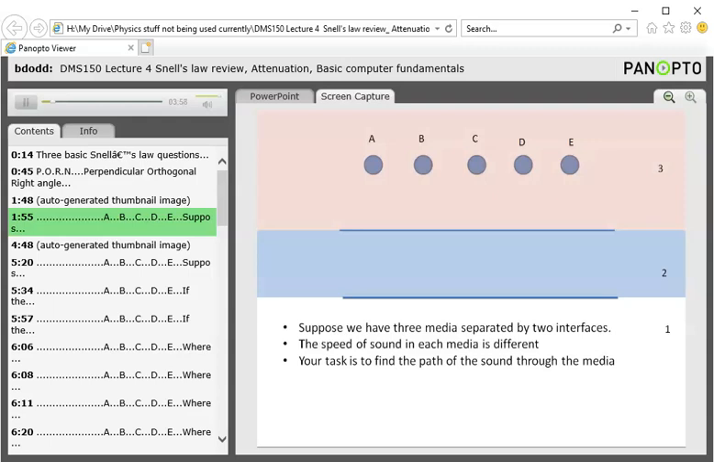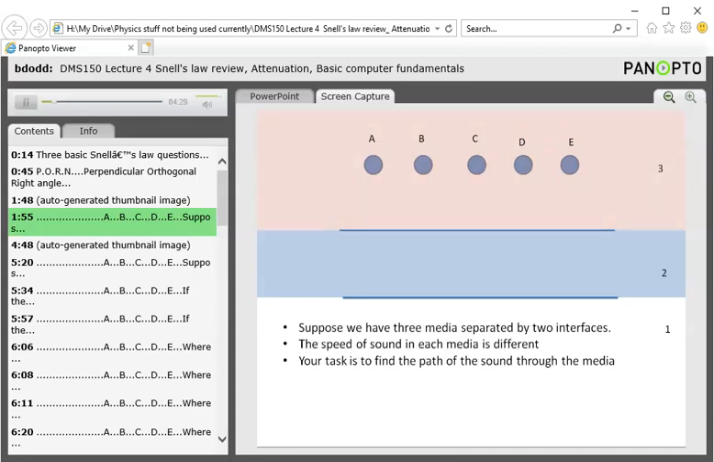Can it ever get back to A or B? Not really. Yeah, so we can eliminate them. So we're kind of left now with either along the straight line to D or C or E. Now when we get to this interface, this is faster than that, so which way is it going to go? Towards the normal, right. A little more towards normal, so the best answer would be C.